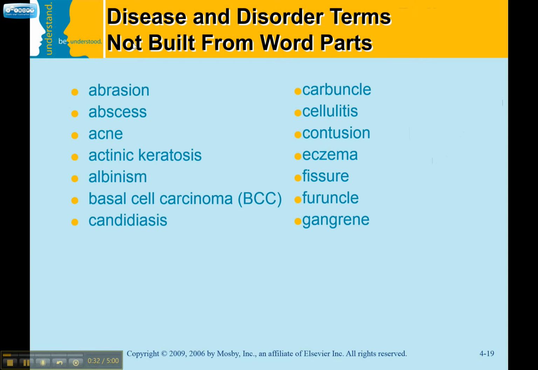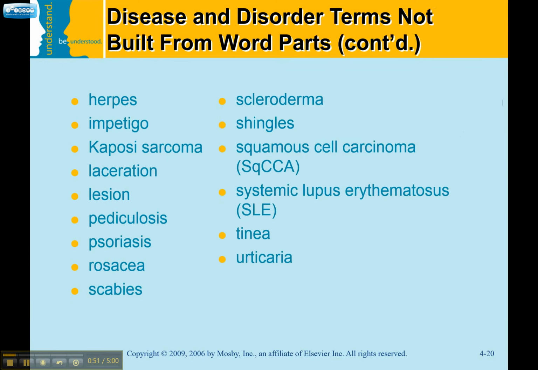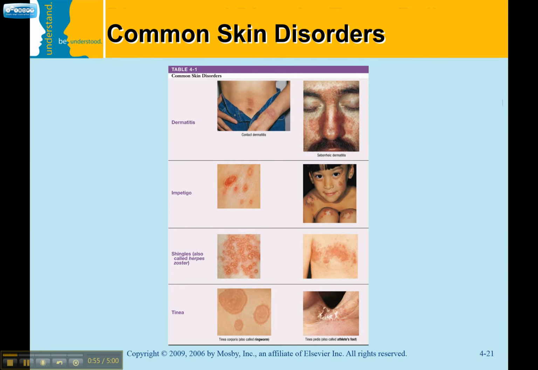When we say not built from word parts, these are things that you are going to have to memorize. I have given you certain ones in the exercises that I do expect you to know for the test. I've given you the ones that are most commonly used. That's not to say you'll never see these, because all of these, quite honestly, are very common. Here again are some more. Let's go through a couple of pictures.